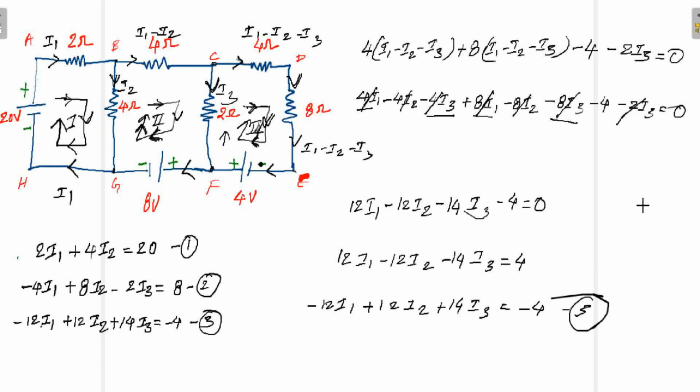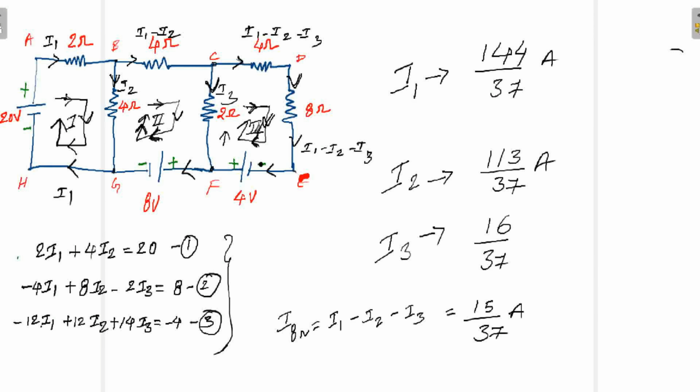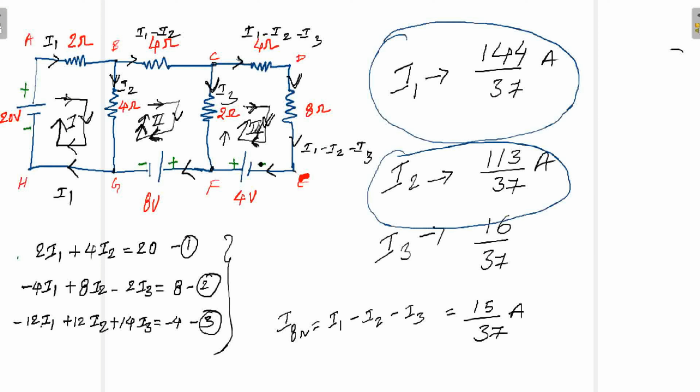We have a matrix method also, you will get to know that one also. So like this, here you got 3 equations. Just simplify these 3 equations and you will get the values. By solving the first, second, third equation, you will get I1 equal to 144 by 37, I2 equal to 113 by 37 and I3 equal to 16 by 37.